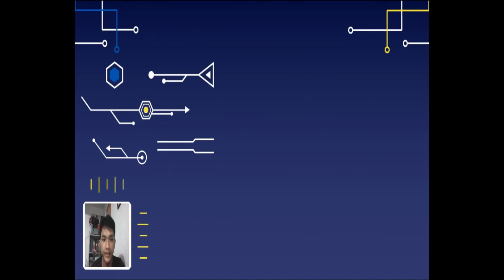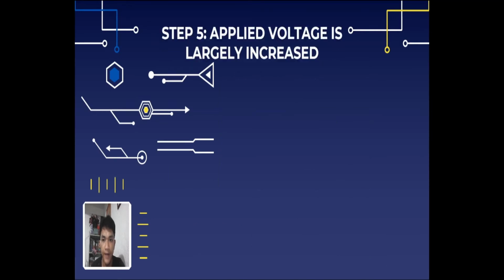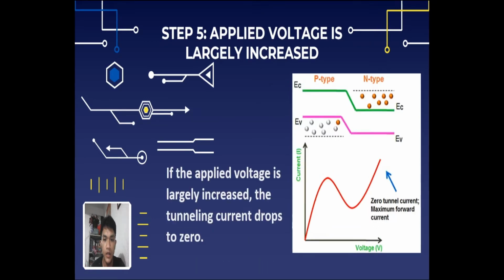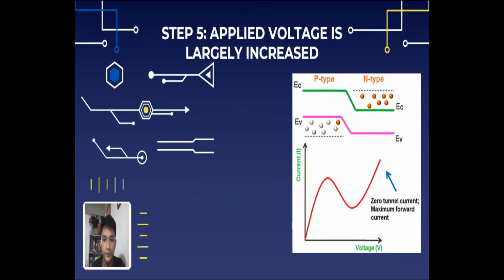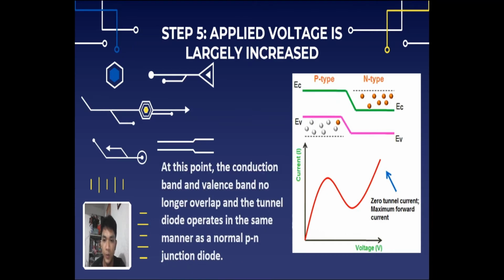For the last, step 5. The applied voltage is largely increased. If the applied voltage is largely increased, the tunneling current drops to 0. And at this point, the conduction band and valence band no longer overlap. The tunnel diode operates in the same manner as a normal PN junction.